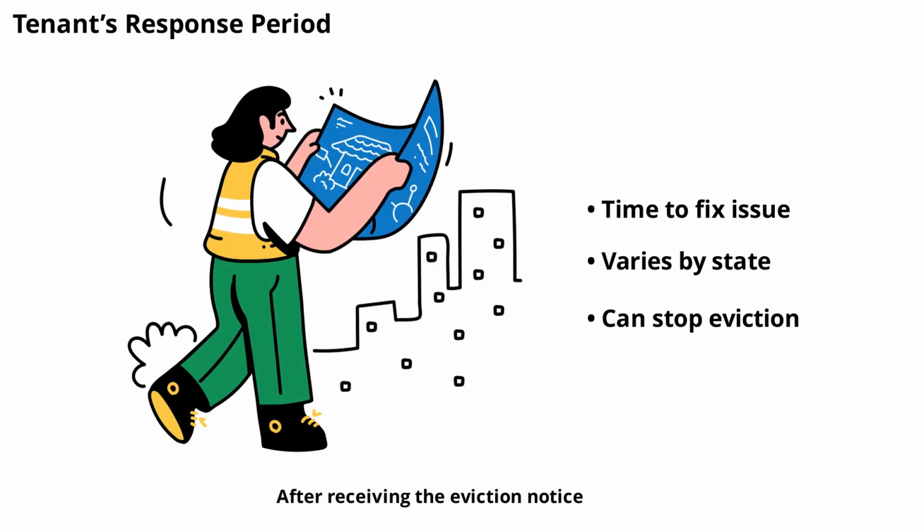After receiving the eviction notice, tenants are usually given a specific period to respond. This could mean paying overdue rent, correcting a lease violation, or moving out. The response period varies by state and by the type of notice served. If the tenant resolves the issue within the time frame, the eviction process may stop. If not, the landlord can proceed to the next legal step. This period is a crucial opportunity for tenants to avoid eviction by addressing the problem.